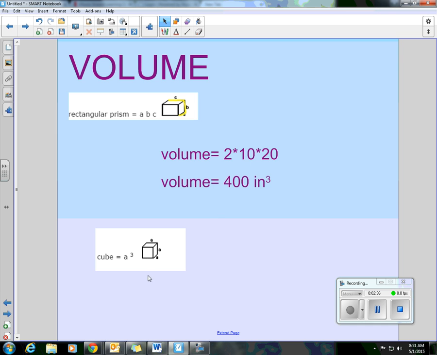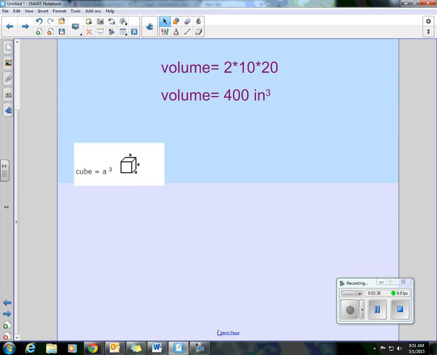One easier type of formula to use is that of a cube. We know that a cube has the same sides all over. It's like a square, but it's a cube, so it's 3-dimensional. So this one says A cubed, or A times A times A. The length, the height, and the width are all the same, however you want to look at it. So this one's pretty simple.